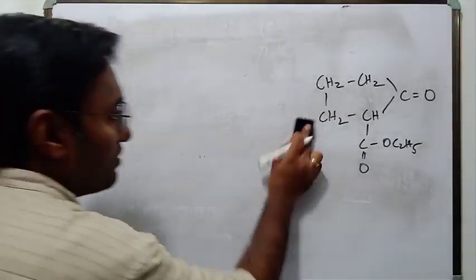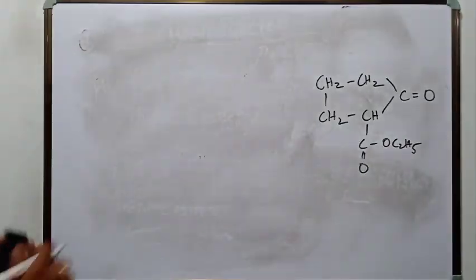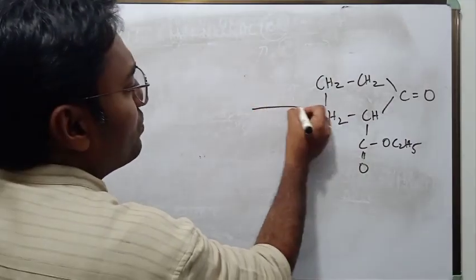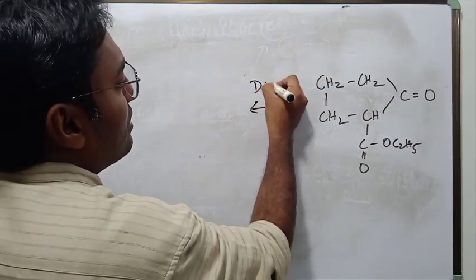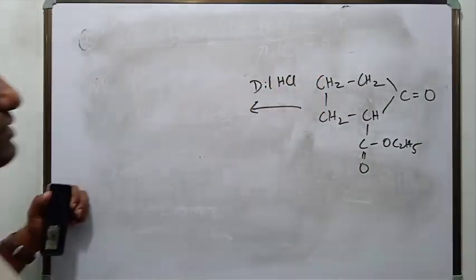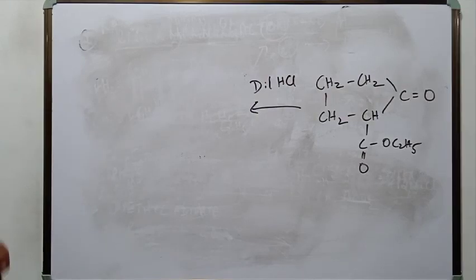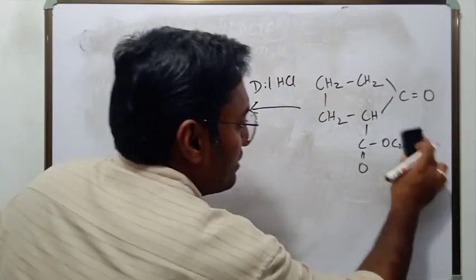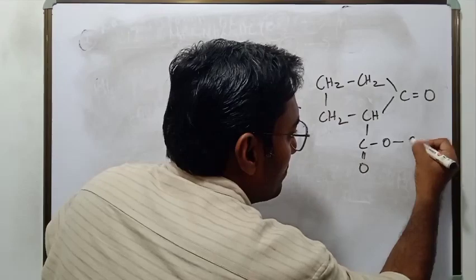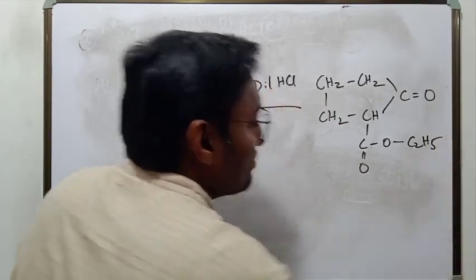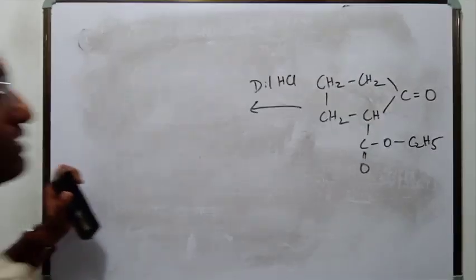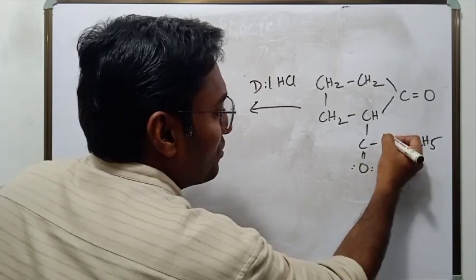Let me rub this one now. What is done in the second step? We go for dilute HCl. What would happen if I put dilute HCl? Let me put a bond and write C2H5. No issues. Let me show the lone pair of electrons on oxygen.